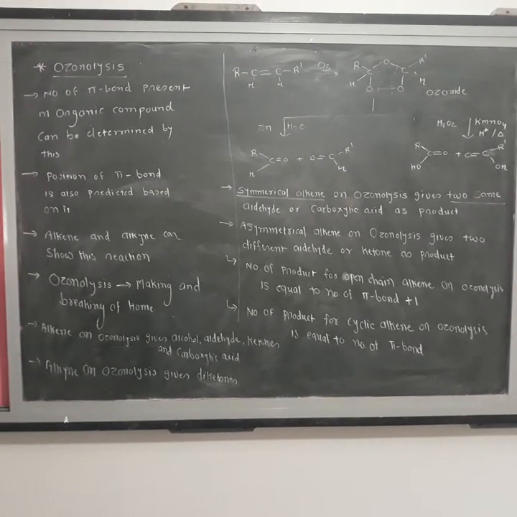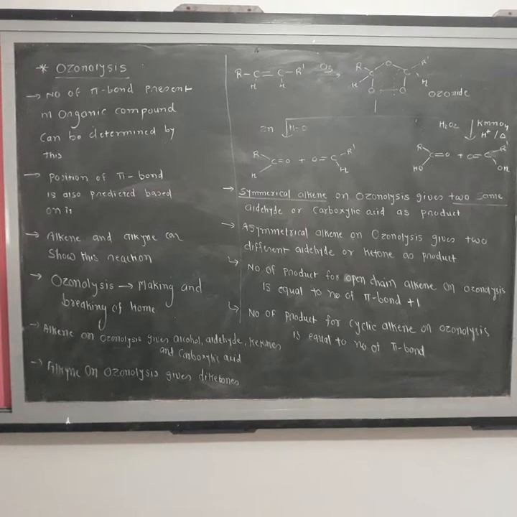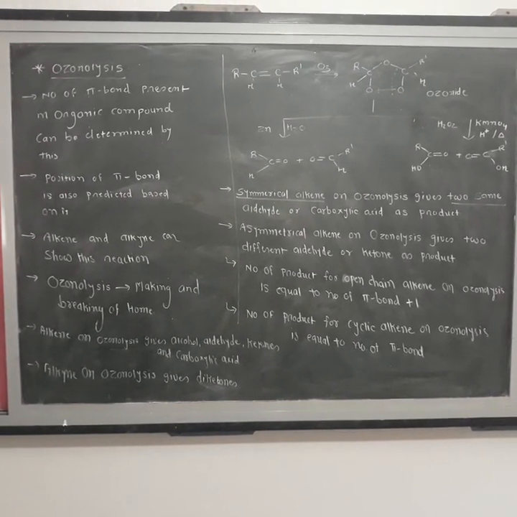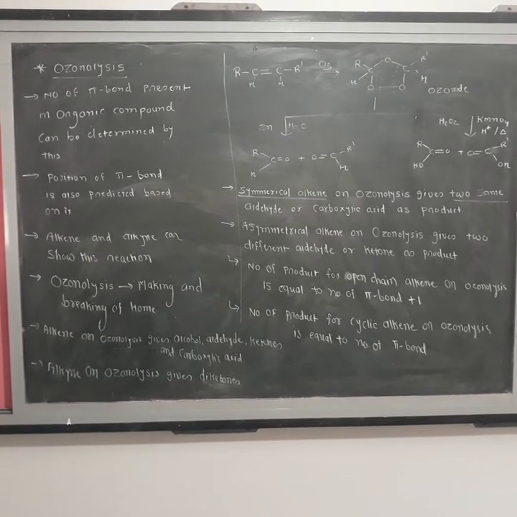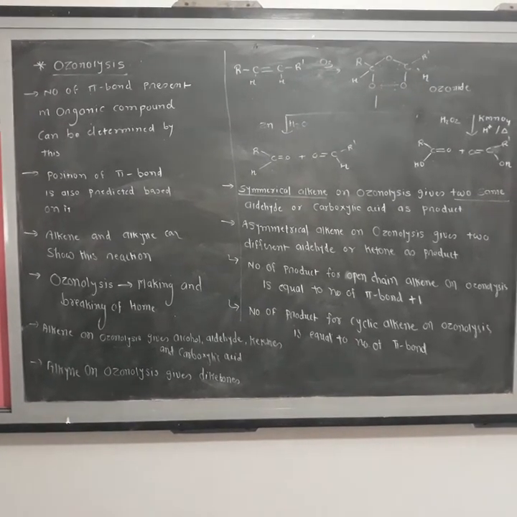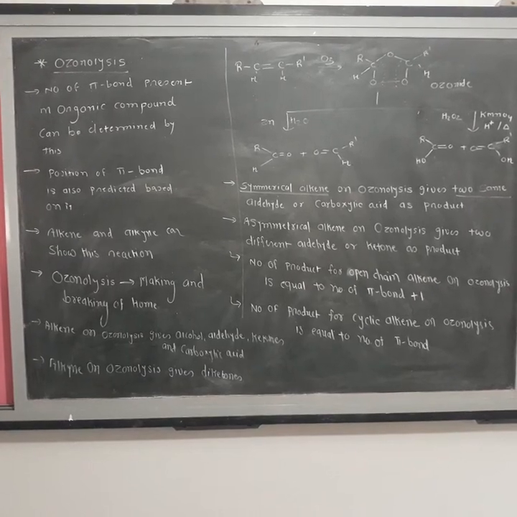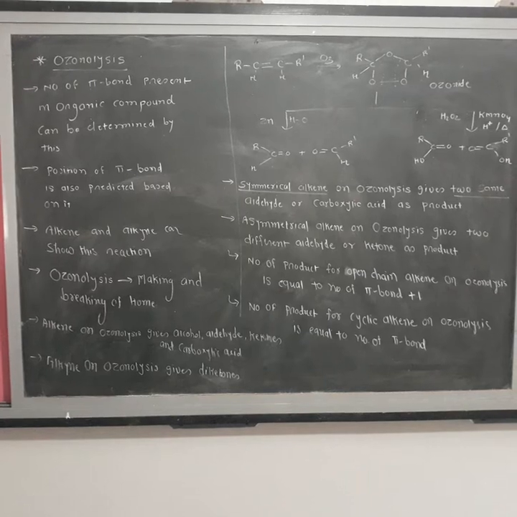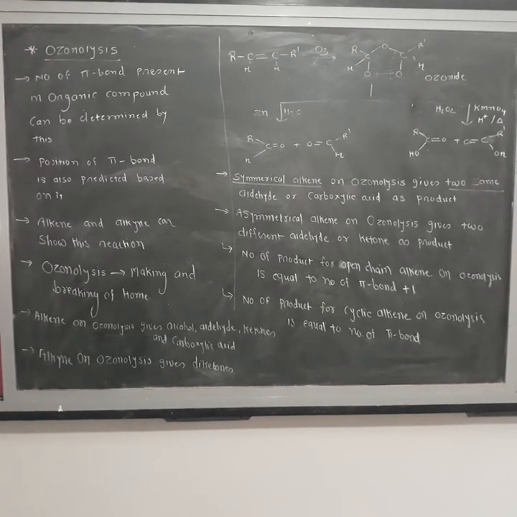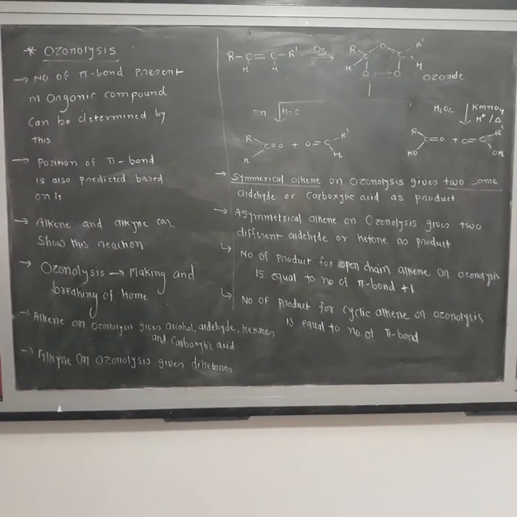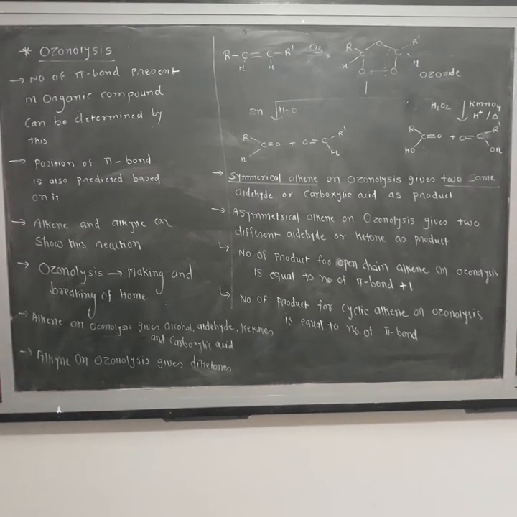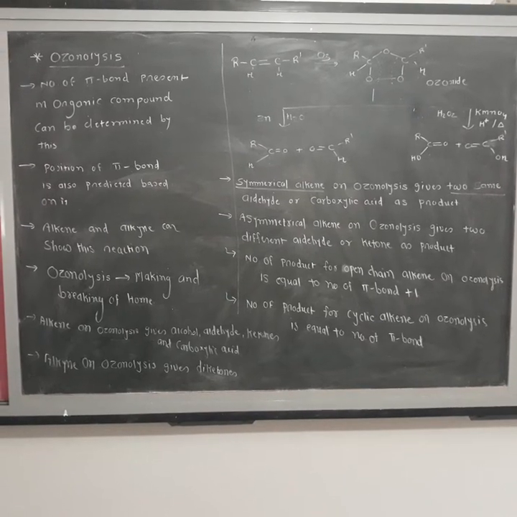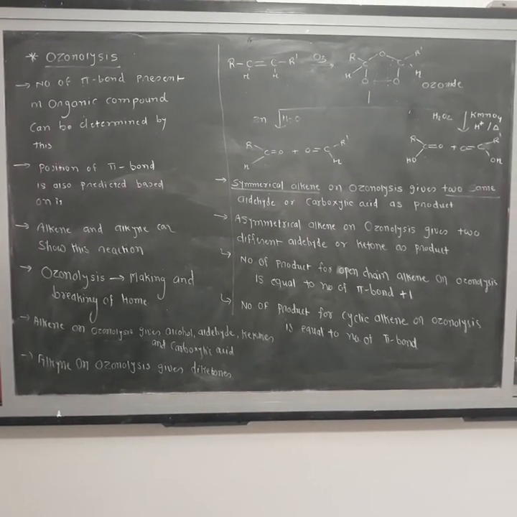Ozonolysis is used to predict the number of pi bonds present in an organic compound. The position of a pi bond in an organic compound can also be determined based on ozonolysis. Alkenes and alkynes can show this reaction. Here, ozonolysis is all about making and breaking of bonds. Alkene on ozonolysis gives alcohol, aldehyde, ketones and carboxylic acid, whereas alkyne on ozonolysis gives diketones.